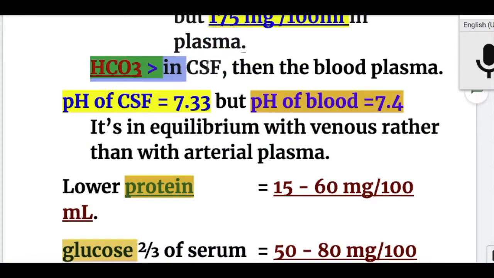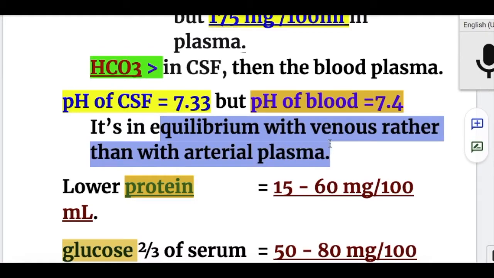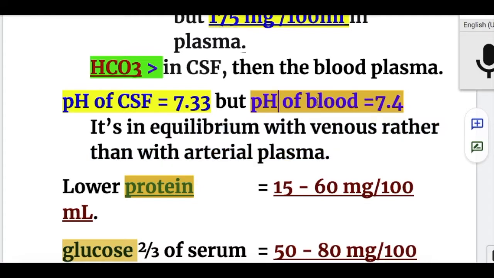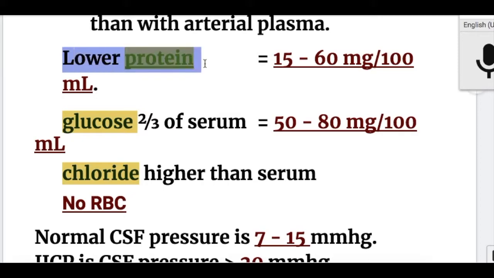And bicarbonate is more in CSF than in blood plasma, but the pH of CSF is 7.33 and the pH of blood is 7.4. So compared to the pH of blood, the pH of CSF is more acidic, although it has more bicarbonate. Why? Because CSF is in equilibrium with the venous rather than arterial plasma. So this pH of blood is the arterial pH 7.4, but the venous pH is acidic, so it coincides with the CSF pH.